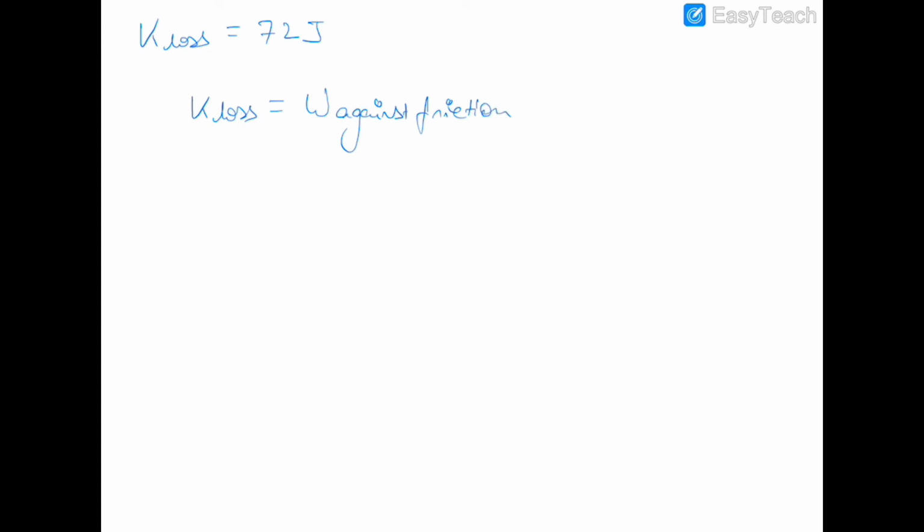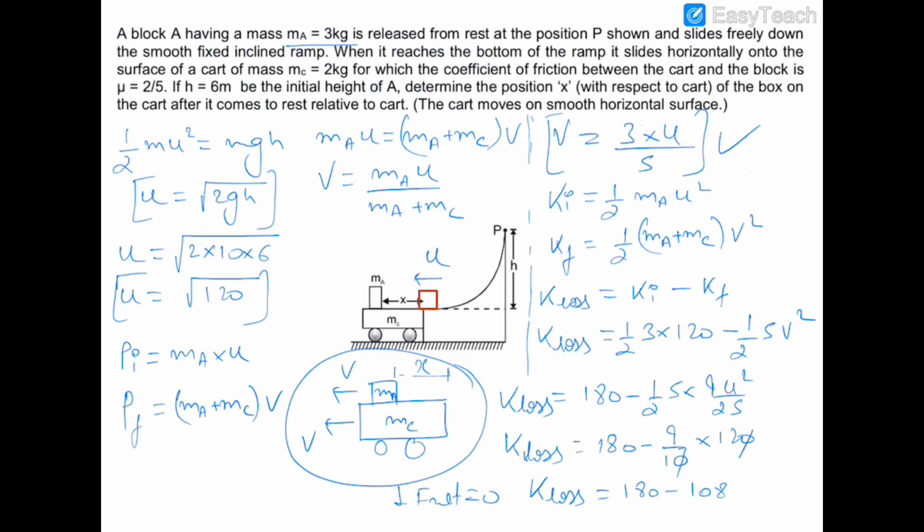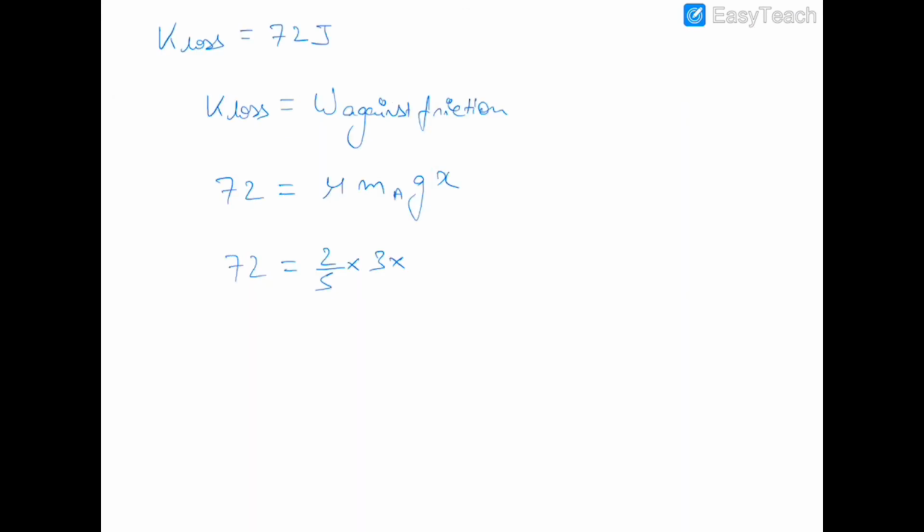So this work done against friction is equal to 72, and it is mu mgx. This is the work done against friction. So 72 is equal to mu, which is given as 2 by 5, m is I think 3, and g is 10, and this is x.